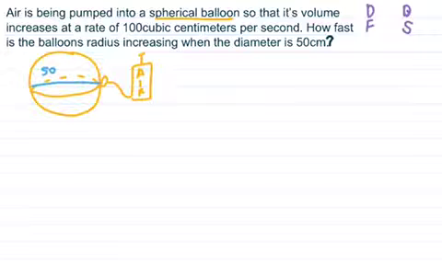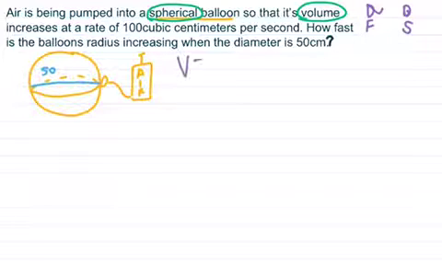Now this question is pretty straightforward because it says that we have a spherical balloon and it's talking about volume. So our next step is to decide which formula we want to use. Well, since it says volume and spherical, we know that we can use the volume of a sphere formula. So if you recall, the volume of a sphere is 4/3 pi r cubed.